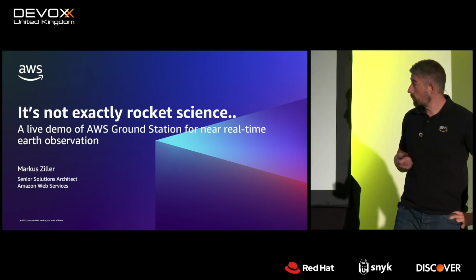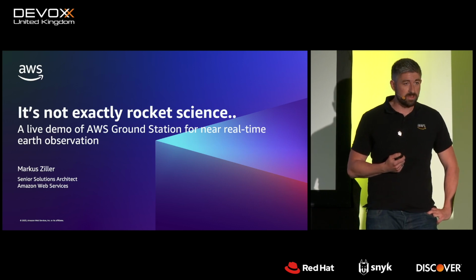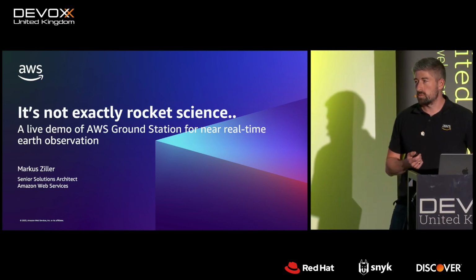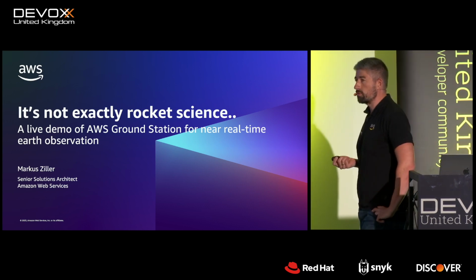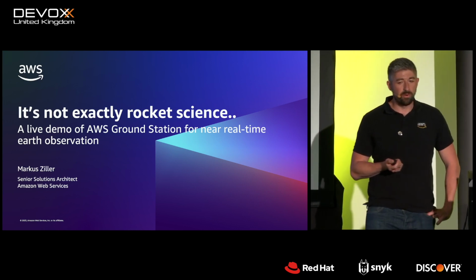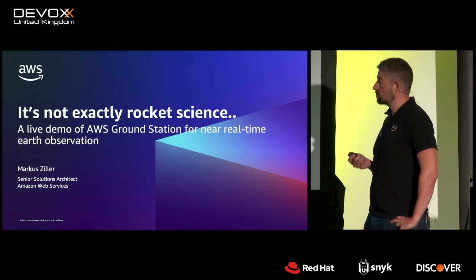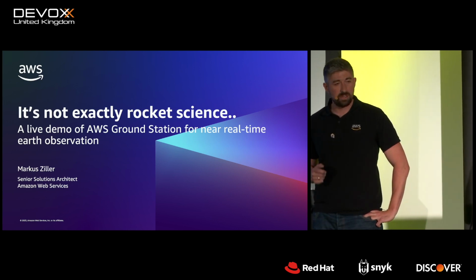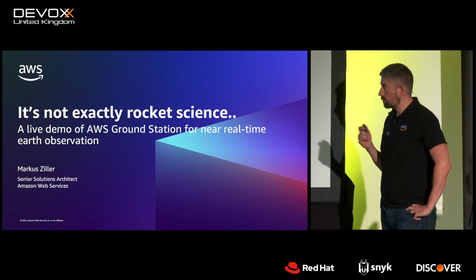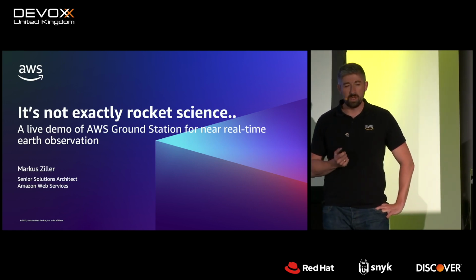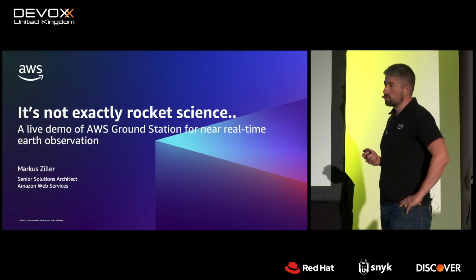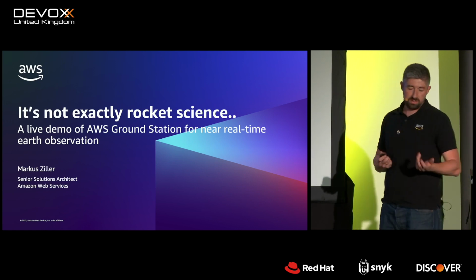My name is Markus. I'm a solutions architect at Amazon Web Services, AWS. And as a solutions architect at AWS, my job is to help customers solve their business challenges using AWS technology. And for some of my customers, the solution for the challenges on Earth actually lies in space. And that's why I work quite a lot with AWS GroundStation to help my customers succeed in their missions to use space data, satellite data for their business challenges.